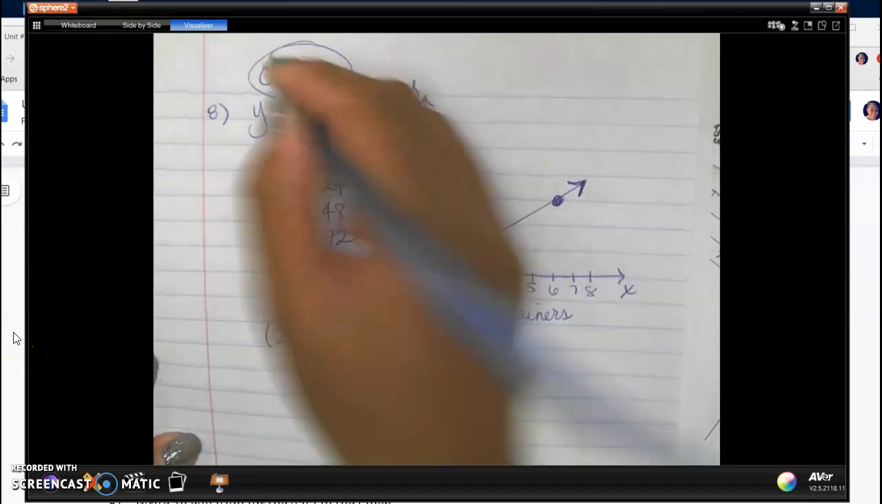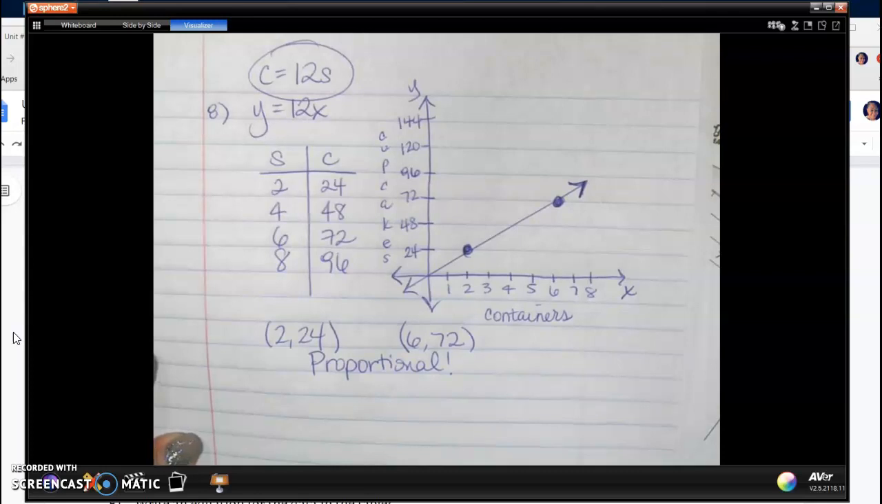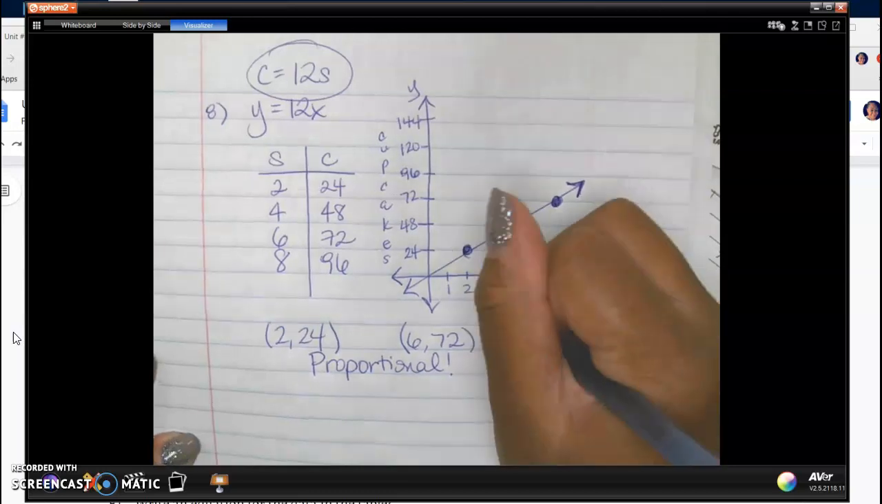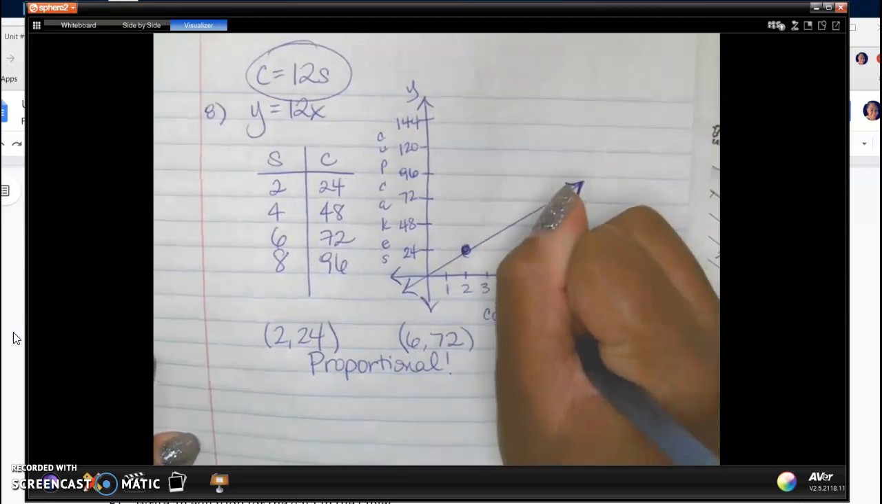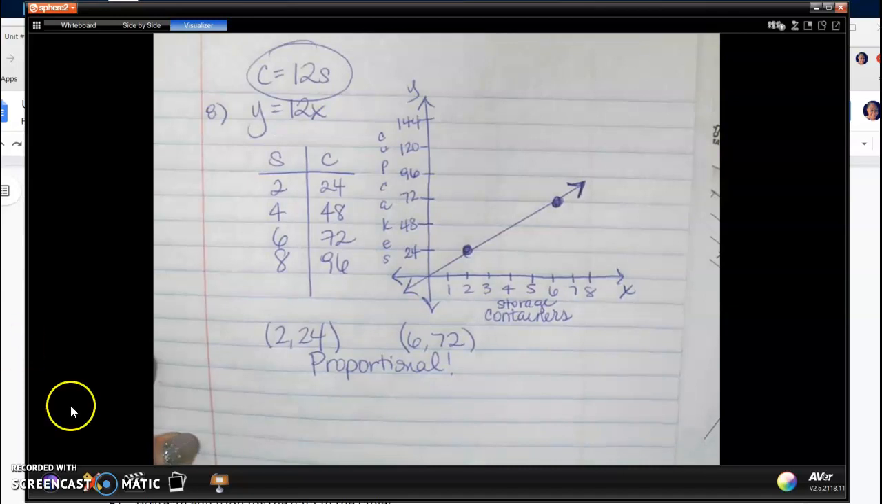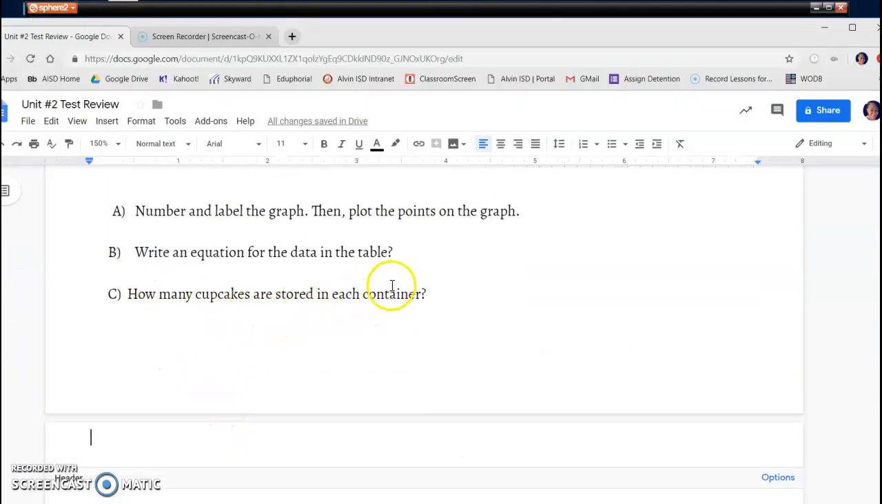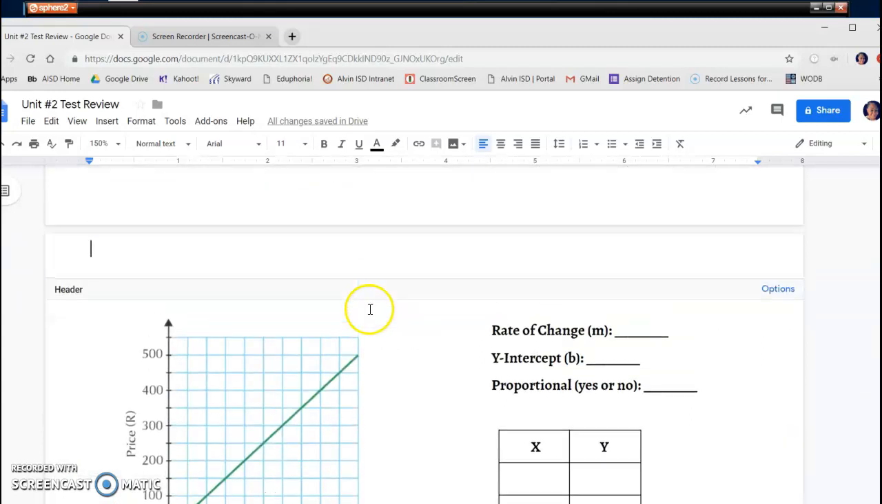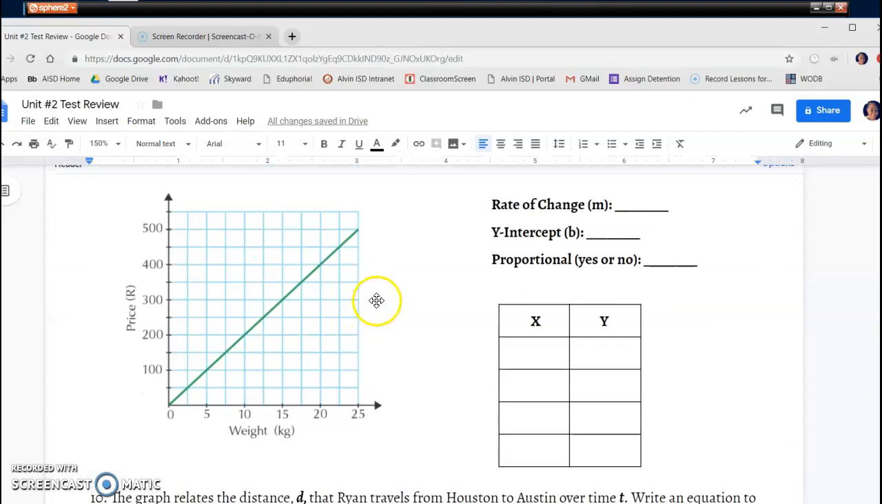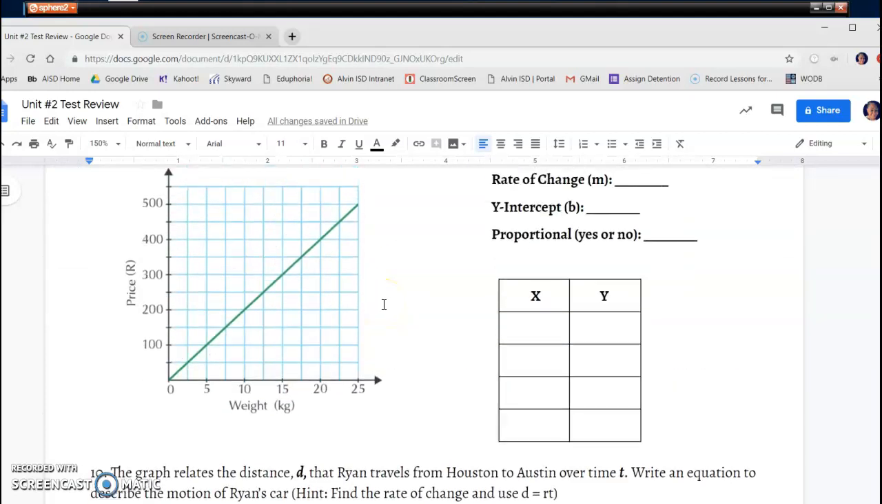Here's my equation. C equals 12S. Wait, it should be S equals 12C. No? Oh, storage containers. That's what the S is for. I'm like, where do we get this C from? And they said, how many cupcakes are stored in each container? I did ask you that question at first, and there was 12, correct? Great. Now we got a new question.